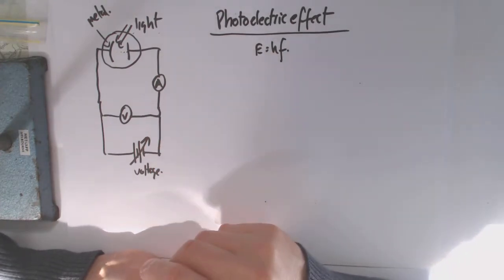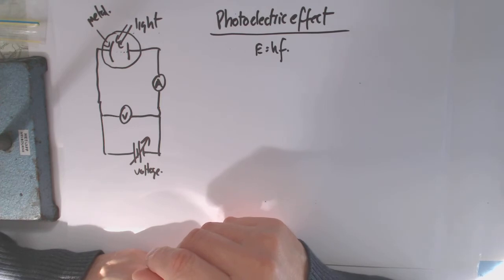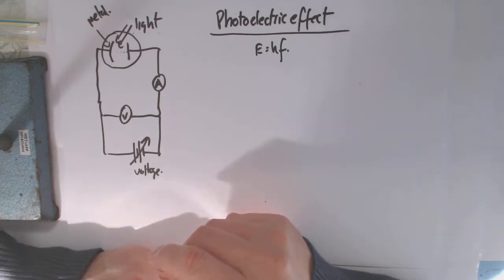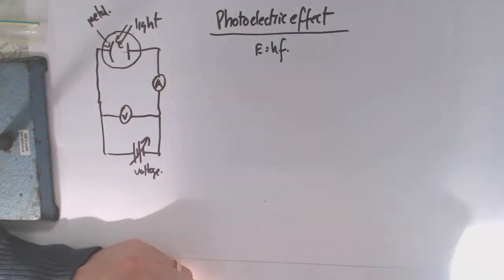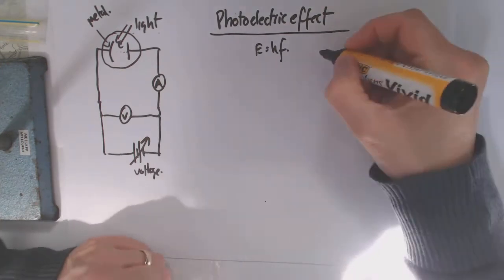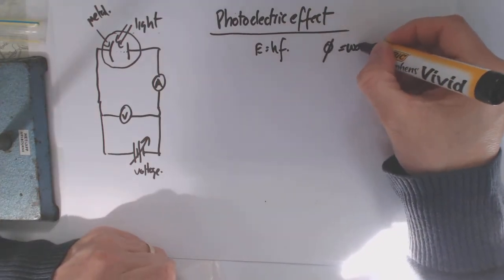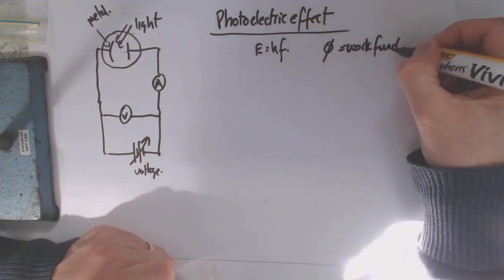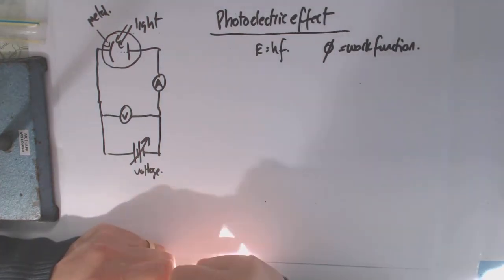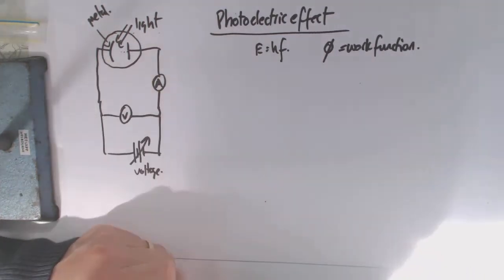So we now see it that if you've got this low frequency, no matter how many of them you've got, they're all too low in energy to give the little electrons here enough energy to escape the plate. The energy required to escape the plate is what's called our work function. So when you get the right frequency, you've got enough energy for the electron to escape.